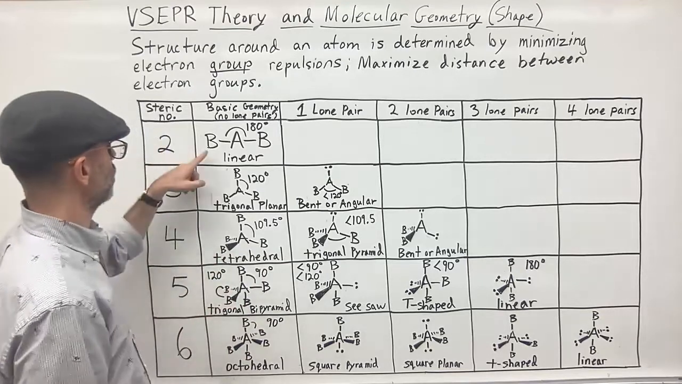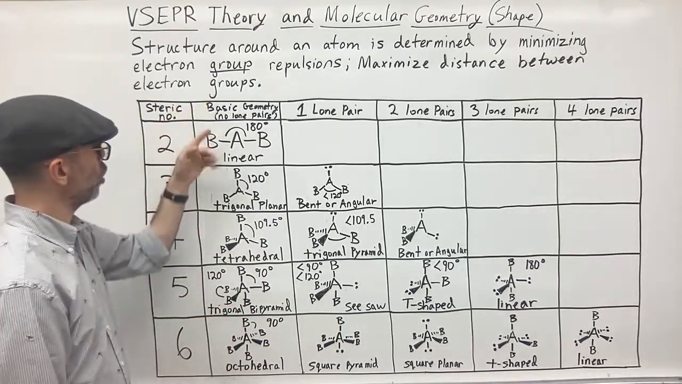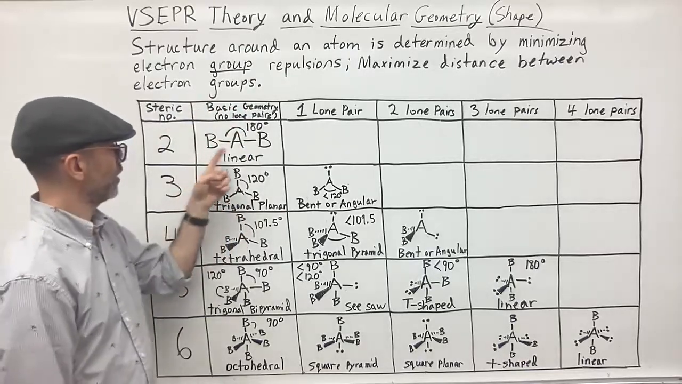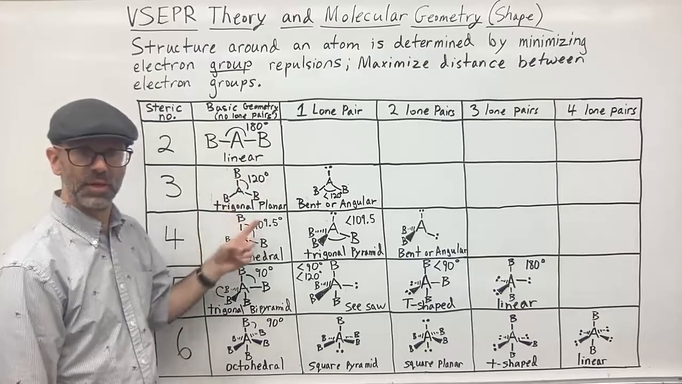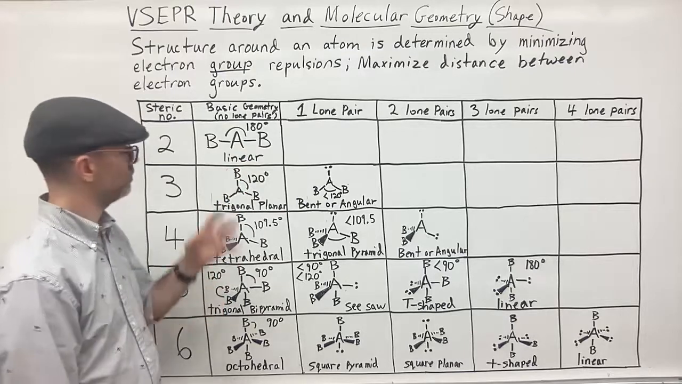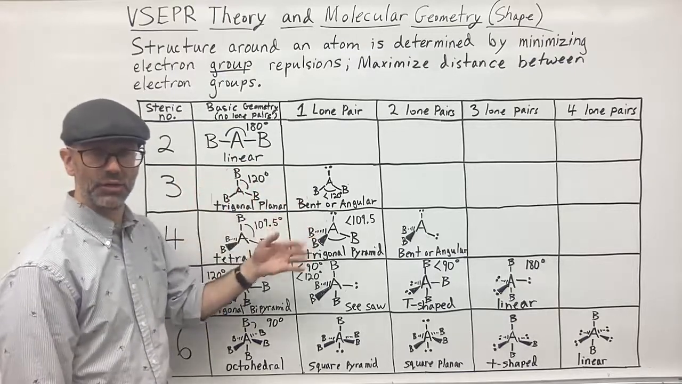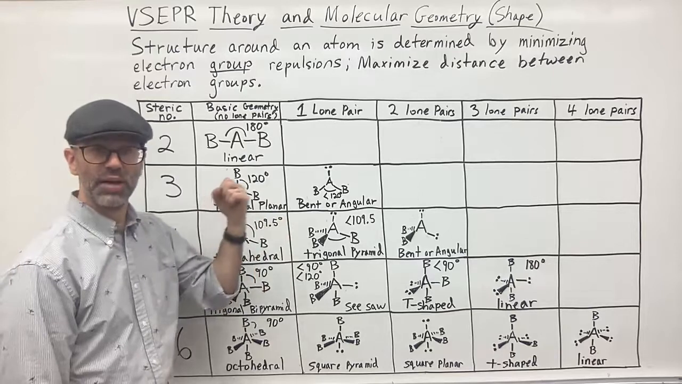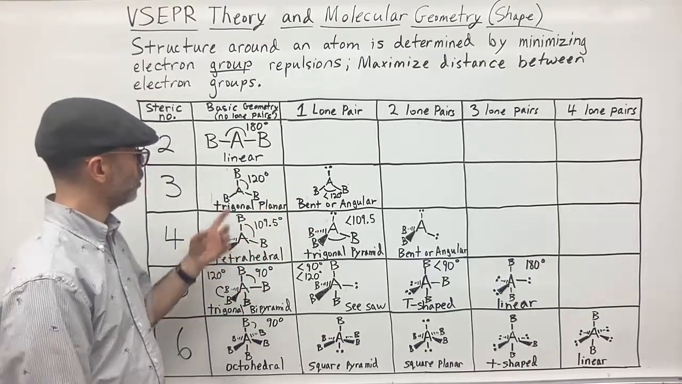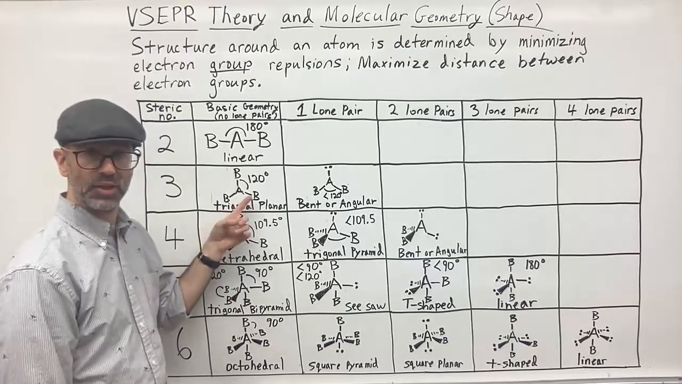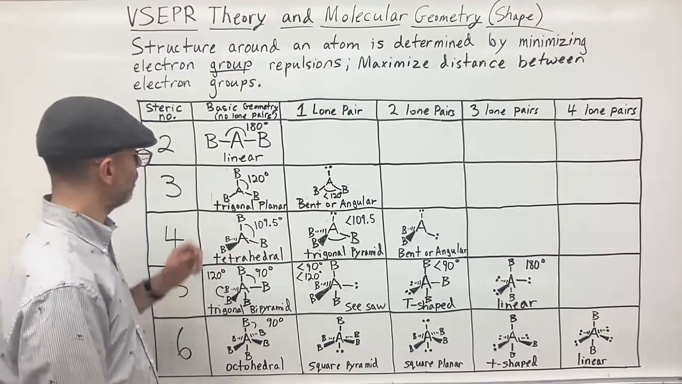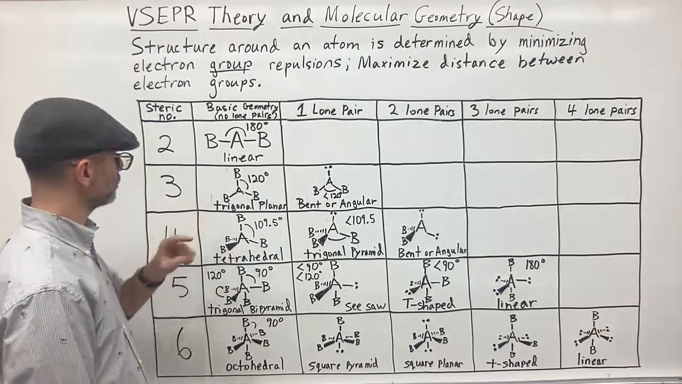You'll notice here, there are no lone pairs. If there are no lone pairs, then you get a basic structure, and all of the atoms are the same. That gives you your ideal bond angles. The bond angles will not be ideal if you have lone pairs, or if you have different atoms bonded to your central atom, or if the bonds are different. If you have double bonds and triple bonds, the bond angles may not be ideal. I'll talk about that in a moment.